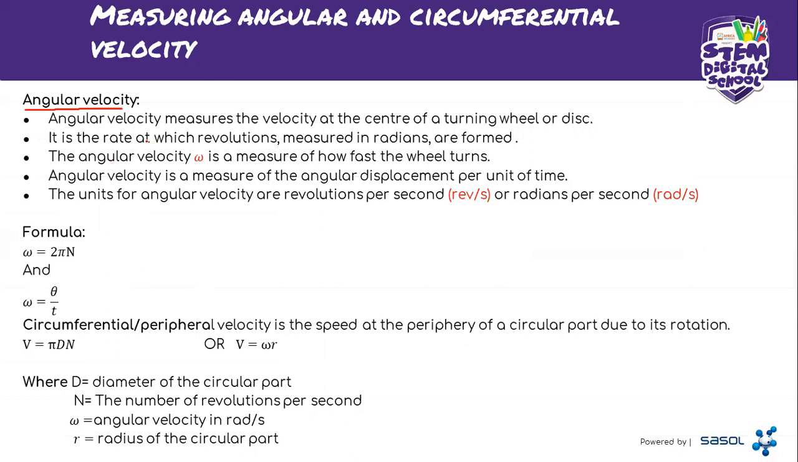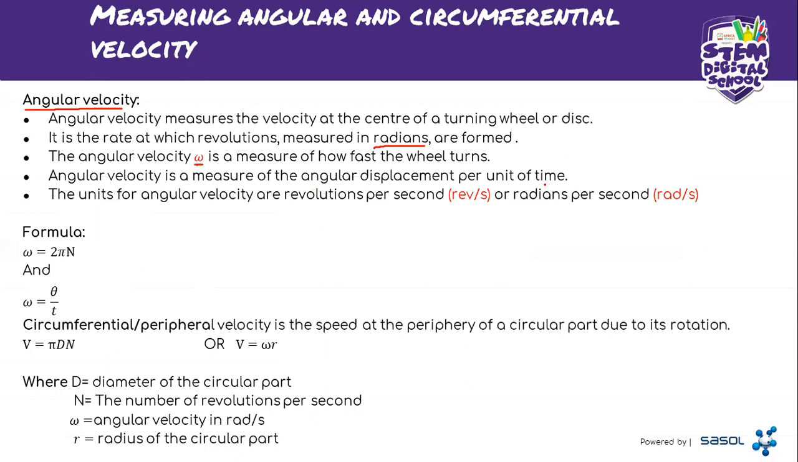It is the rate at which revolutions, measured in radians, are formed. Don't forget this, it's very important. The angular velocity, which is this omega sign, is a measure of how fast the wheel turns. So every time you come across the sign omega, then you know that we are calculating the angular velocity. The angular velocity is a measure of the angular displacement per unit of time. All right?